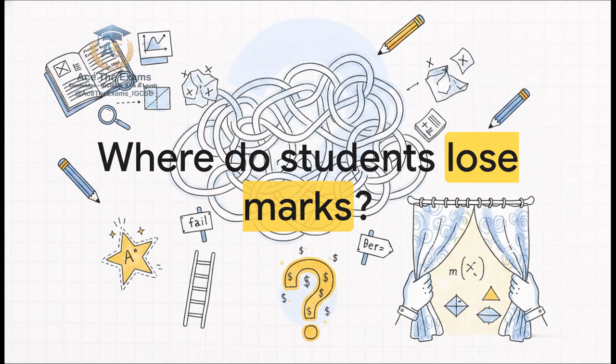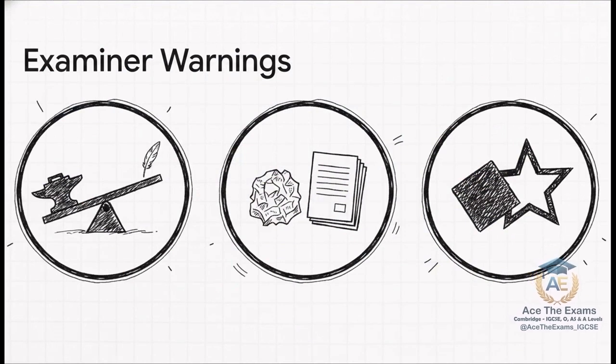We've actually dug into the principal examiner reports for Cambridge 0606 to figure out exactly where students lose the most marks. And you know what? The examiners highlight very specific patterns of failure. So, let's lift the veil and look at the most common traps waiting for you. Here they are, the top 3 examiner warnings straight from the grading room.